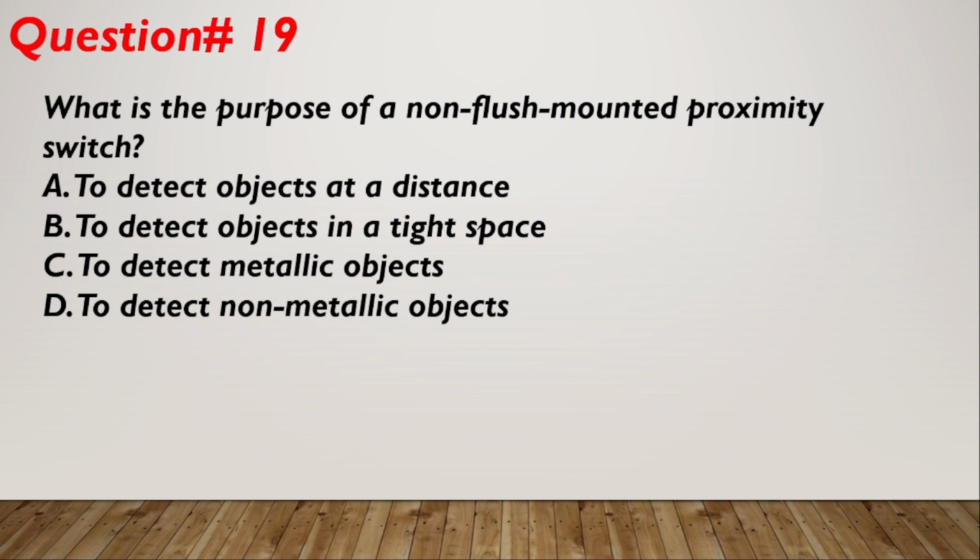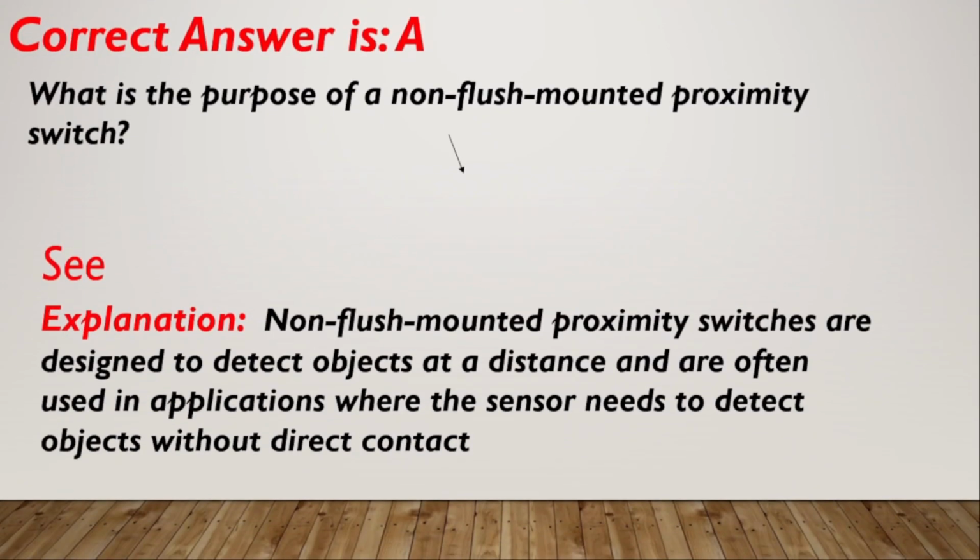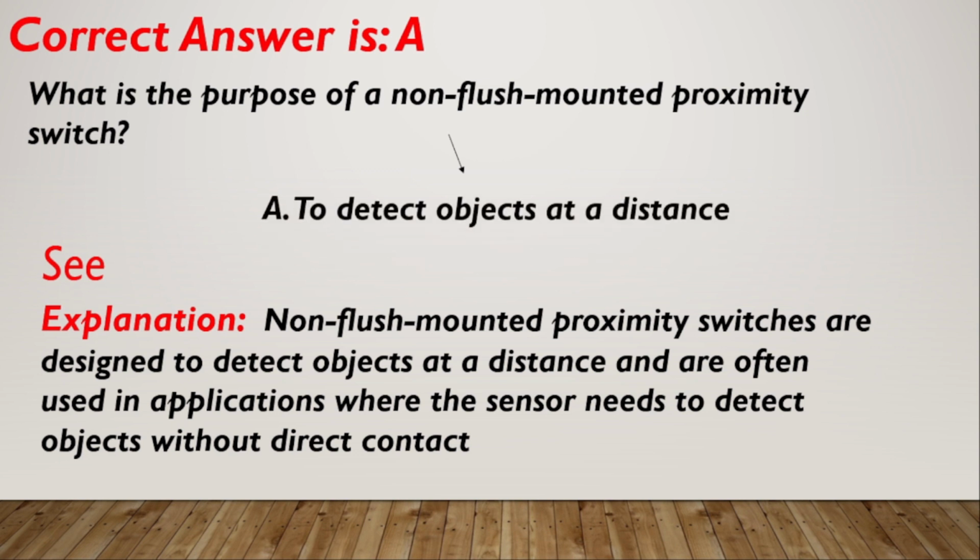Question number 19. What is the purpose of a non-flush mounted proximity switch? A. To detect objects at a distance. B. To detect objects in a tight space. C. To detect metallic objects. D. To detect non-metallic objects. Correct answer is A. To detect objects at a distance.